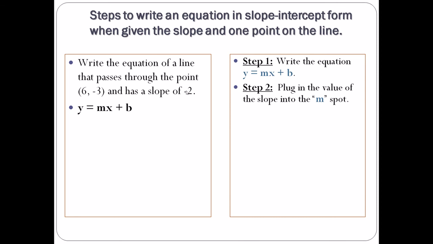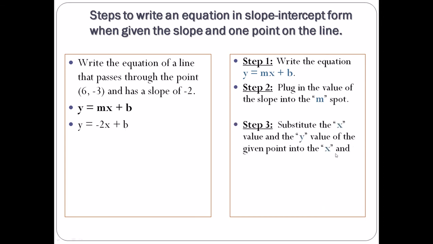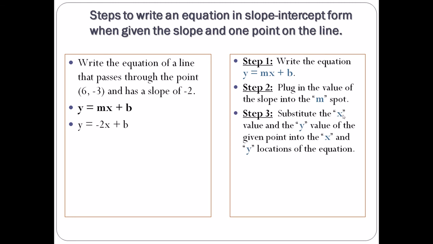What's my value for m? Negative 2. So I'm going to write y equals negative 2x plus b. Okay, well, I still don't have a complete equation because I don't know what the y-intercept is. Step 3. Substitute the x value and the y value of the given point. The x value, the y value, this is the given point, and we're going to put it into the x and y locations of the equation.